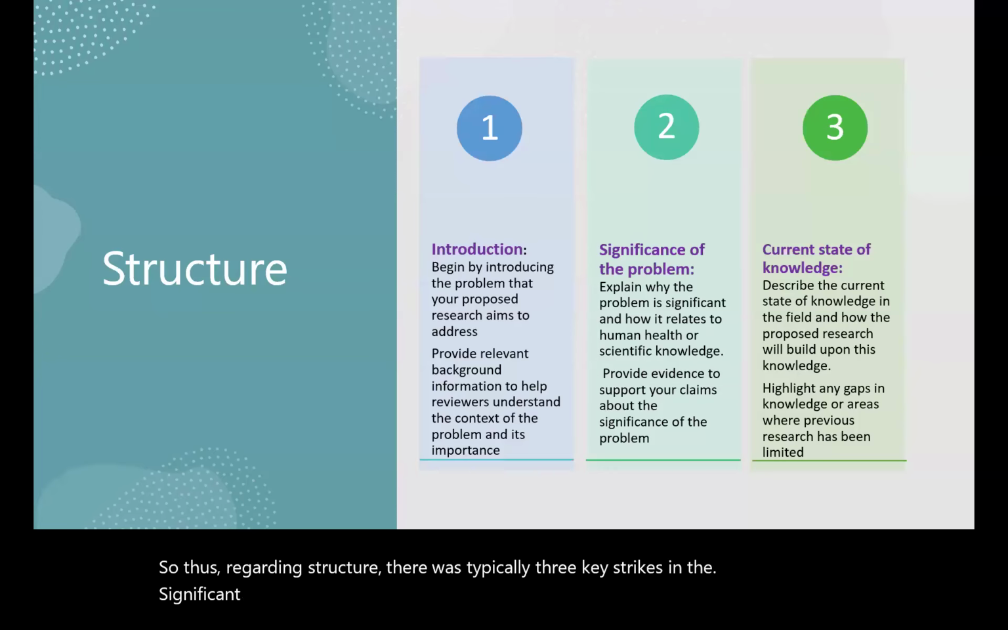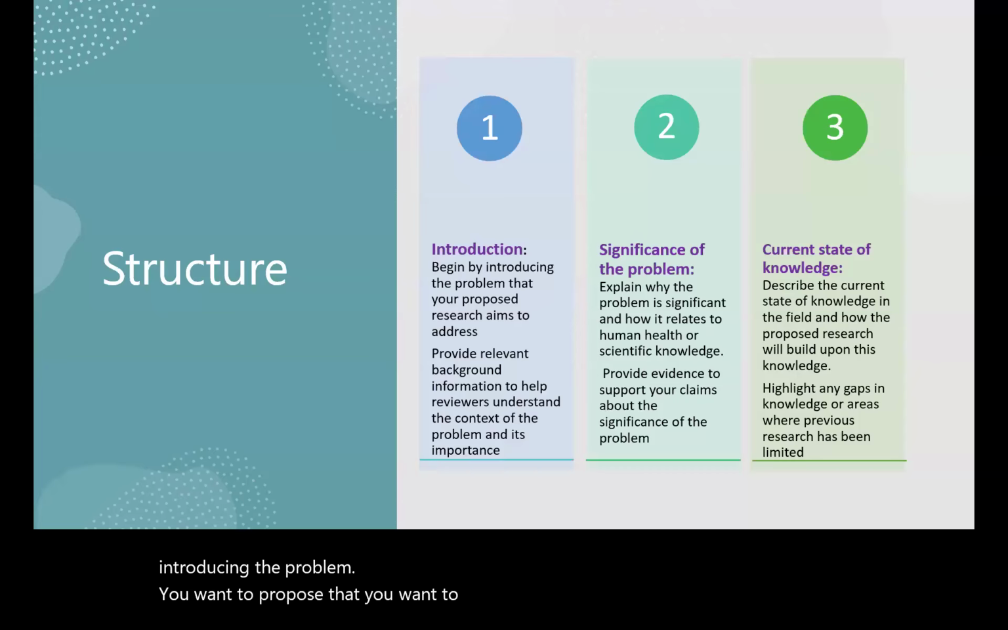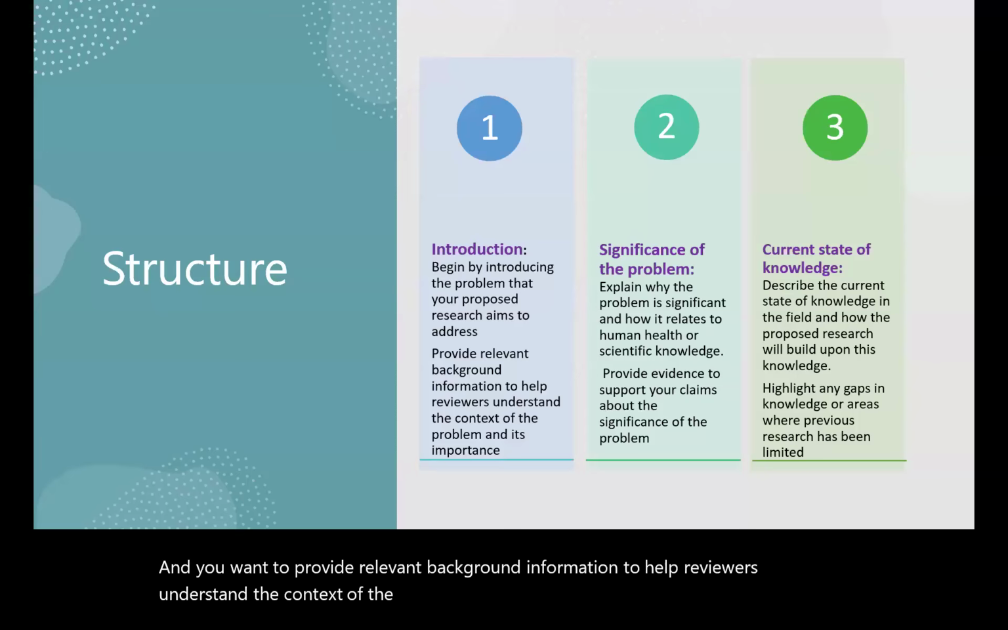The first part is the introduction, which means we begin by introducing the problem you want to address, and you want to provide relevant background information to help reviewers understand the context of the problem and its importance. This is typically the first 1 or 2 paragraphs of the significance section.